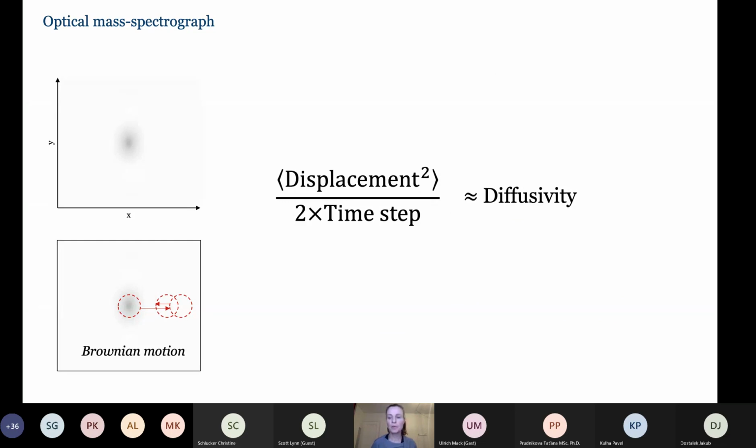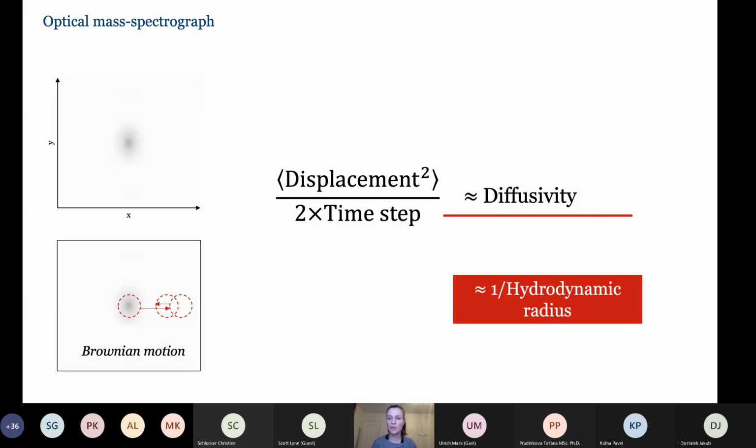But apart from the information about the molecule mass, we can also determine the diffusivity of the molecule from the statistics of its movement, and from there extract information about the size or conformation of the biomolecule, which is related to the hydrodynamic radius. So from those images, we can extract two sets of information: information about the mass and information about its size.